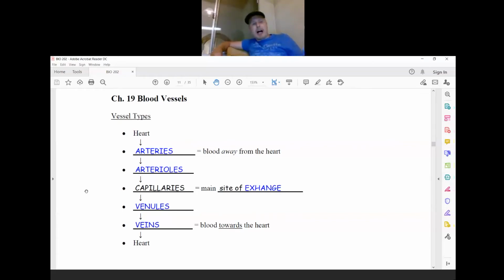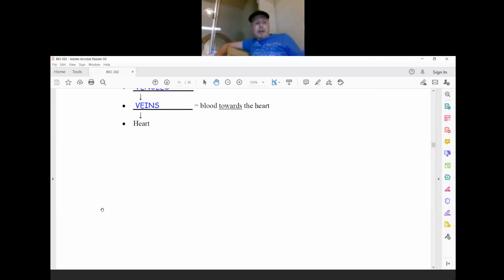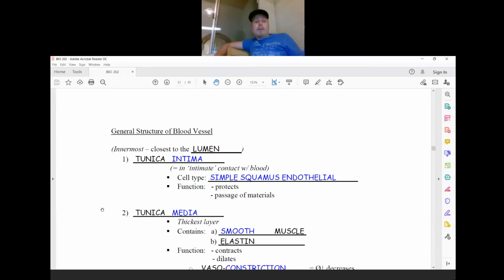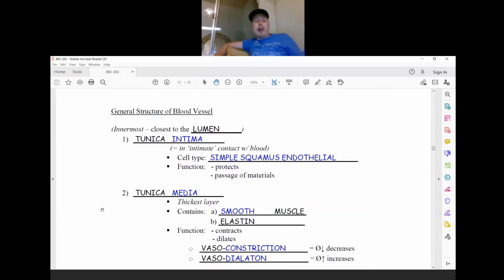So the blood pressure is high as blood leaves the heart, but by the time we get to the capillaries, blood pressure has dropped significantly. And then from the capillaries, blood returns back to the heart through venules, which, as we discussed, are basically just smaller versions of the veins, and then veins, and eventually to the heart. The order of these vessels is important because that shows that you know the flow of the blood properly. So be familiar with those. What else did we notice? We noticed that all blood vessels had 3 general layers.